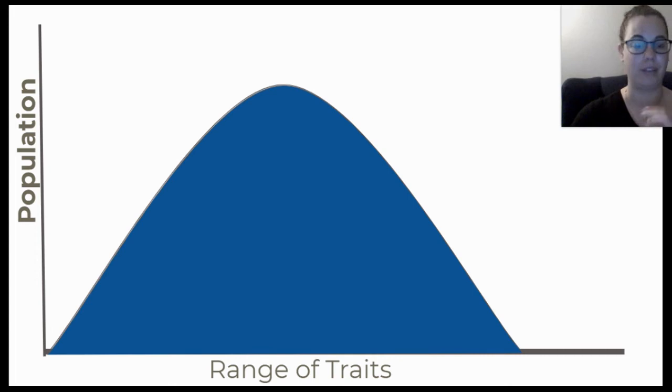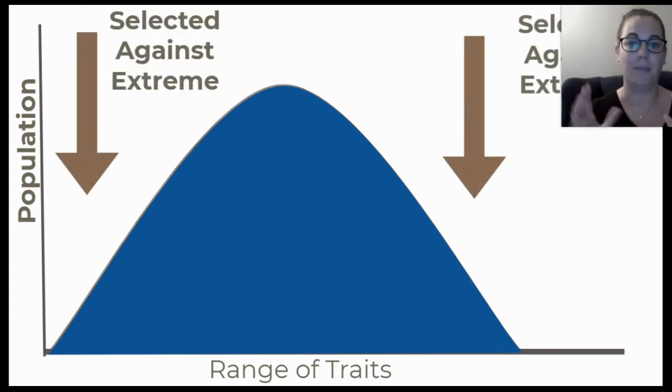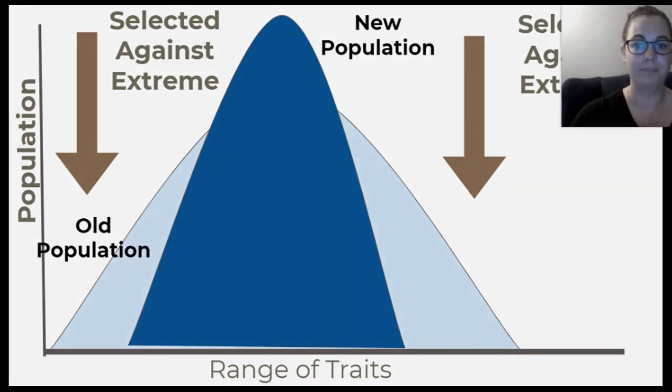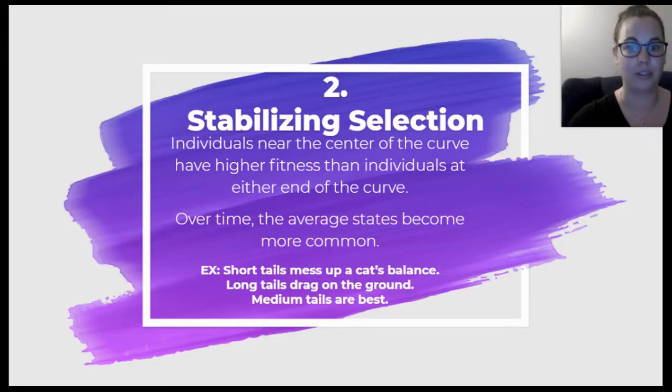The second type, if we have our original population, is when you select against both extremes. And if you select against both extremes, then my population is going to kind of just be in the average, just be in the middle over time. This is called stabilizing selection. Stabilizing selection, the individuals near the center of the curve have a higher fitness than individuals at either end. So over time, the average becomes more common.